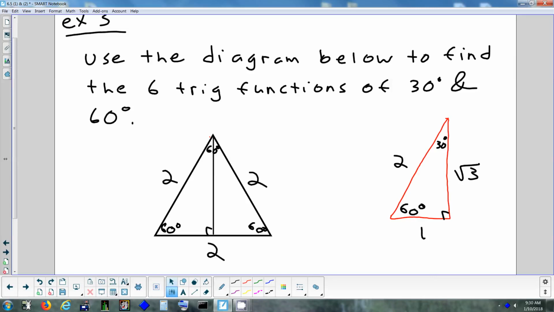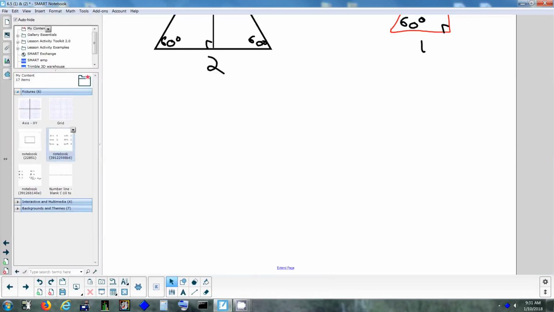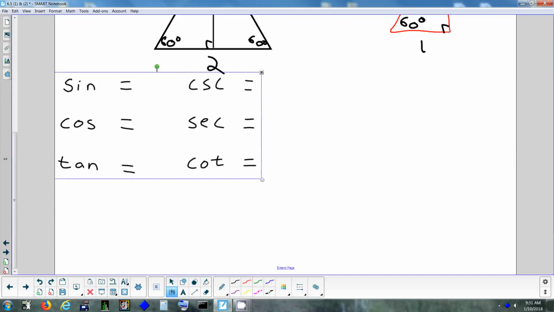Okay, so now we've got our diagram. Let's find the trig functions. This time, I'm not really interested in the numbers that you're going to get because I'm sure everybody has a good idea of how to find the sine and the cosine. I'm interested in looking at a pattern that happens between when you find the 6 answers for 30 and then the 6 answers for 60. All right. So let's take a second and see if you can figure out the 6 answers you get for 30 and then do the 6 answers you get for 60. And I want to look for a pattern.